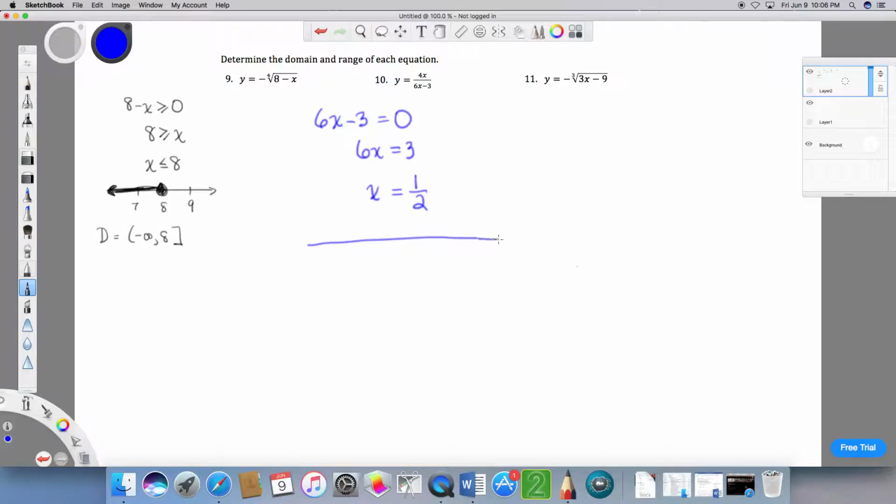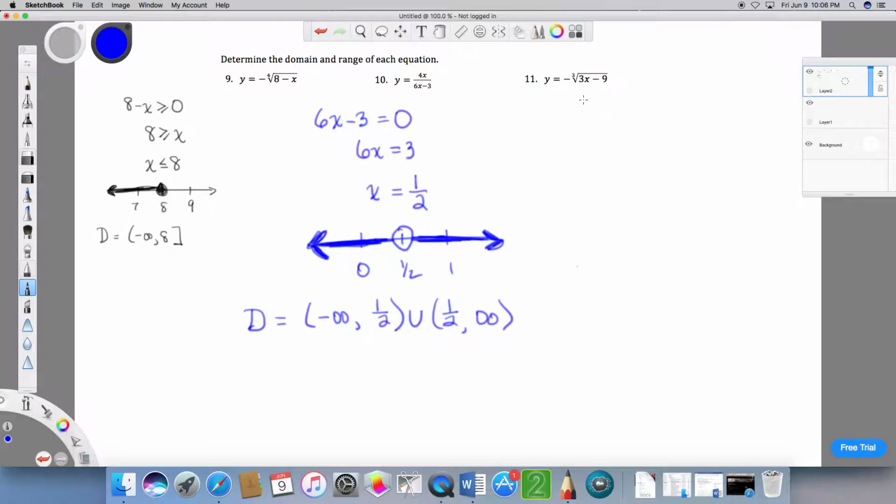So the domain is the set of all real numbers, excluding 1/2. Here's where 1/2 is. It's the only number that satisfies this equation. It's the only number that causes us division by 0. It's the only number that we exclude from the domain. So the domain is all real numbers from negative infinity up to 1/2, excluding 1/2, and from 1/2 to positive infinity.